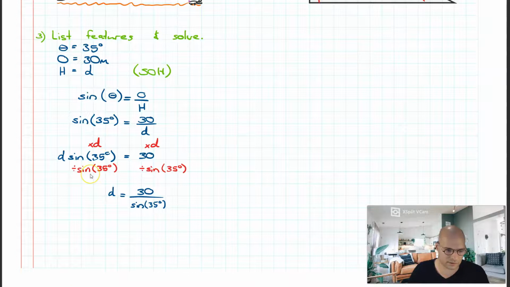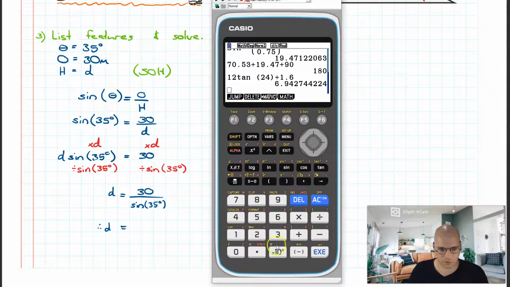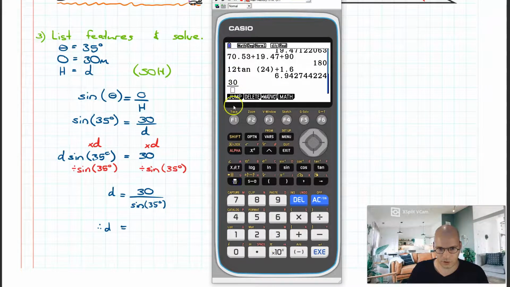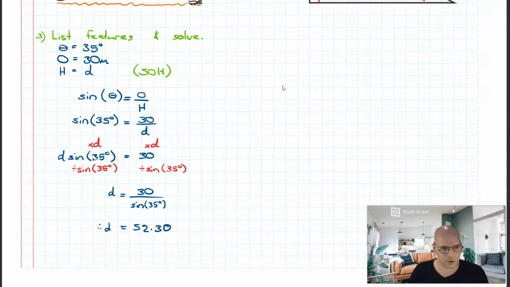Now it's at this step where I need my calculator to progress. So I'm going to go into run matrix and put in my values: 30 over sine 35. Execute, and it's going to tell me that we get a quantity of 52.30. The units I'm working in are meters, and we went to 2 decimal places.